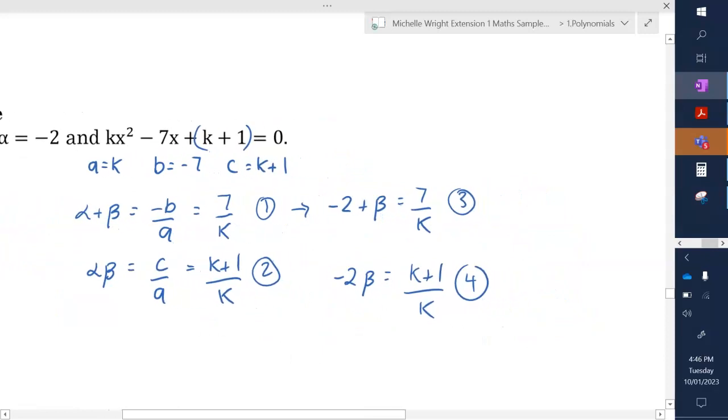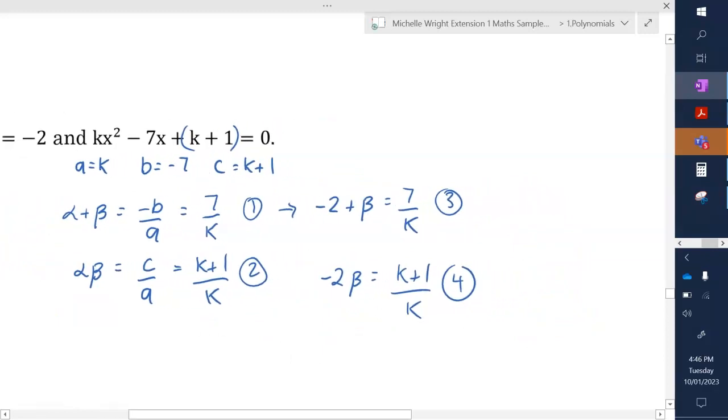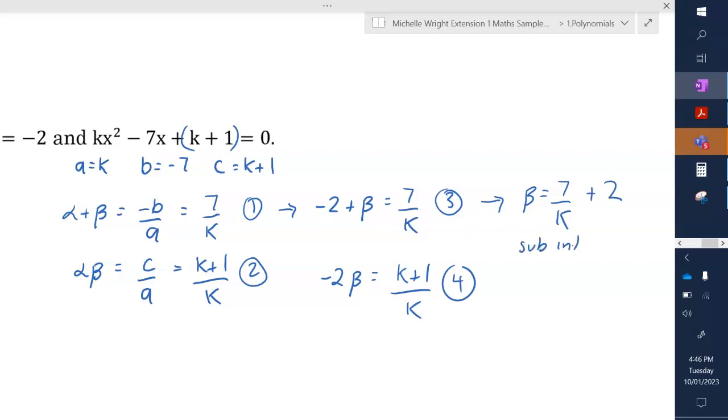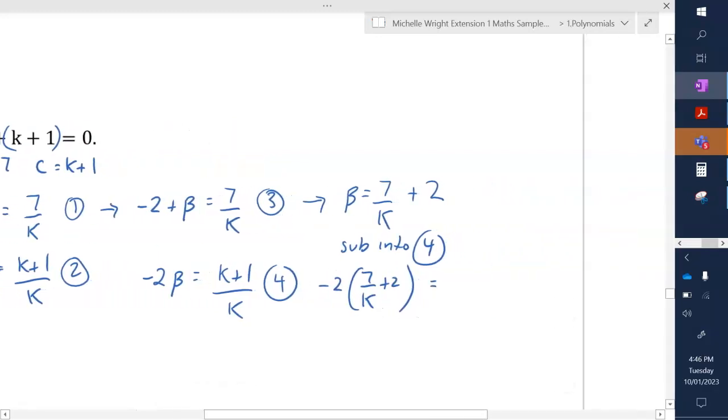So if you want to pause the video and have a go and see what you're going to do, I am going to rearrange 3 to become beta is equal to 7 over k. I'm going to add 2 to both sides. So beta is 7 over k plus 2. And I'm now going to sub my beta into number 4 equation. So into 4, I'm going to have minus 2 lots of 7 over k plus 2 is going to be equal to k plus 1 over k.